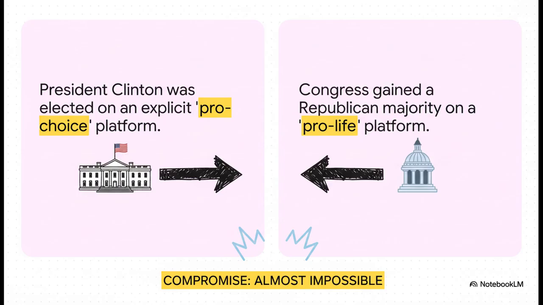Let's hop over to the US in the mid-90s. You had President Clinton, who was elected on a very clear pro-choice platform. But then, in the midterm elections, the voters gave control of Congress to the other party, who had campaigned just as hard on pro-life policies. Two crystal clear mandates on an issue where finding a middle ground is, well, nearly impossible.